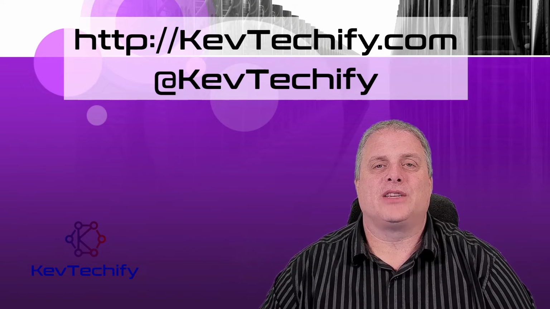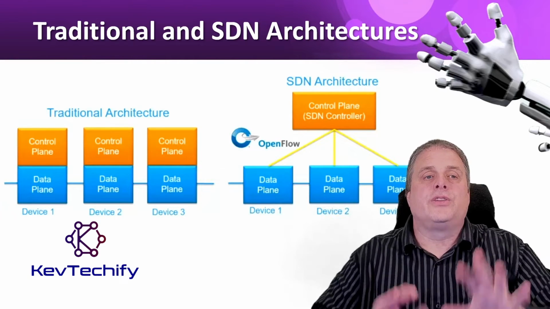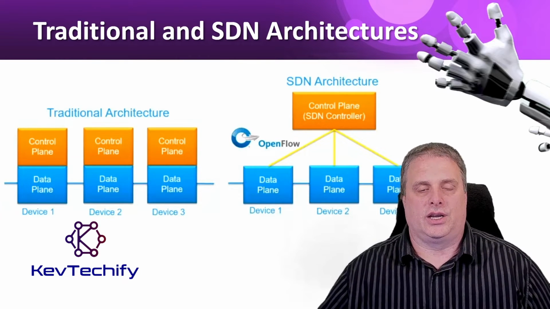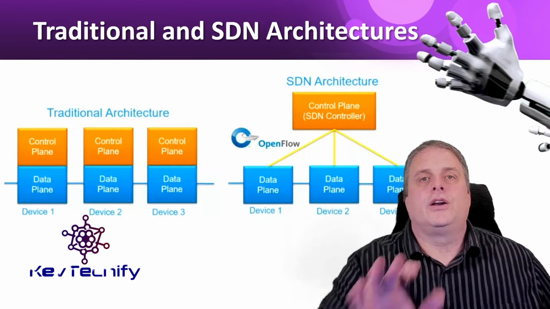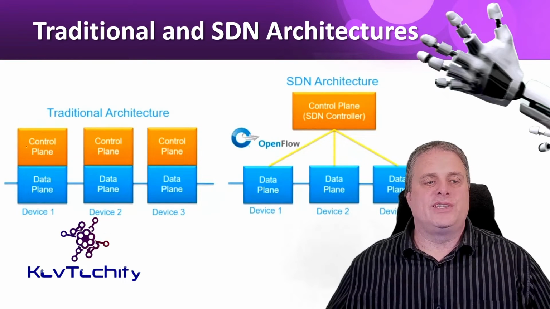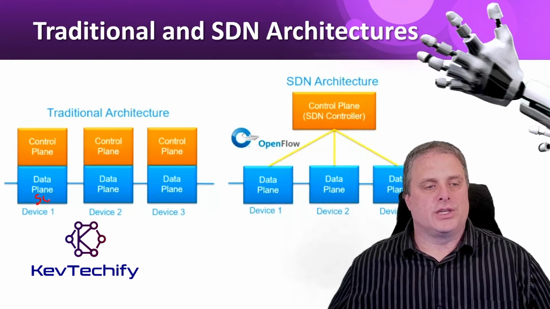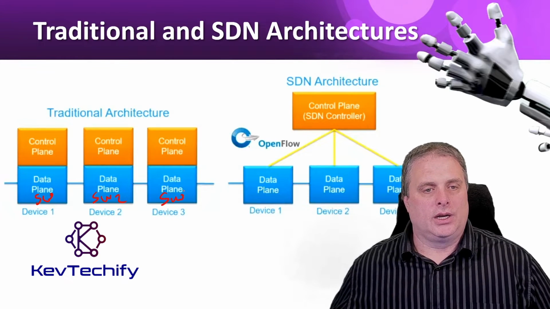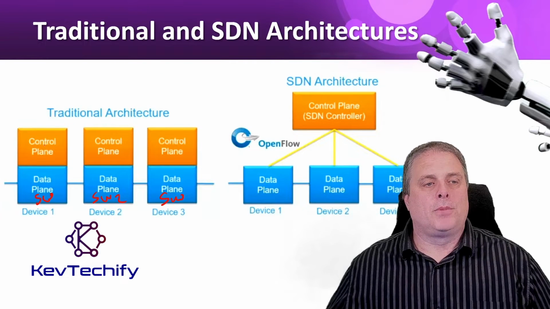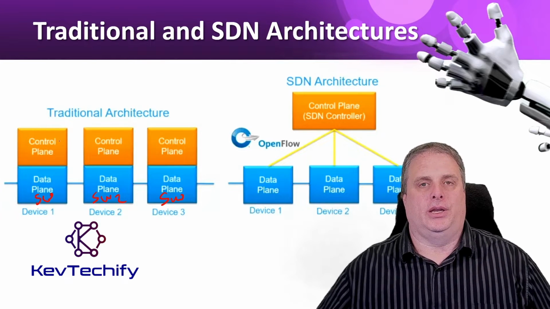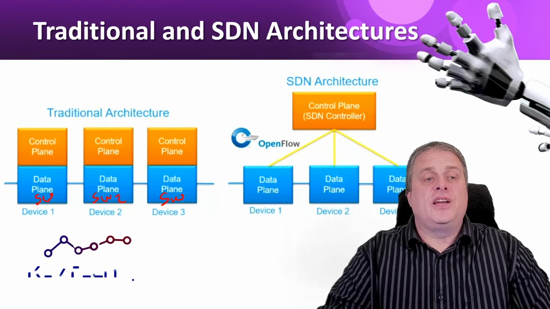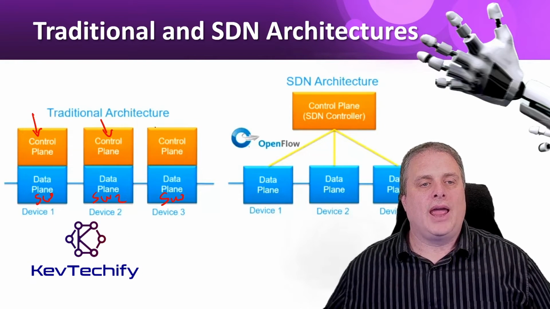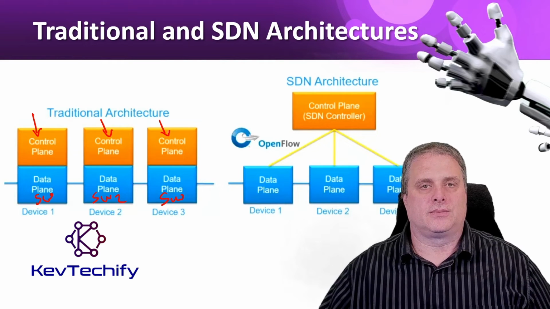Here you can see a comparison between the traditional architecture and the SDN architecture. Look at our traditional architecture. Each one of these devices, let's say these are all switches here. So switch 1, switch 2, switch 3. They each have their own control plane and data plane. And to configure these devices, you have to go to each one of these control planes and configure that device.